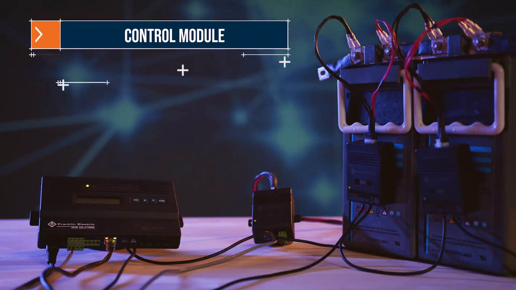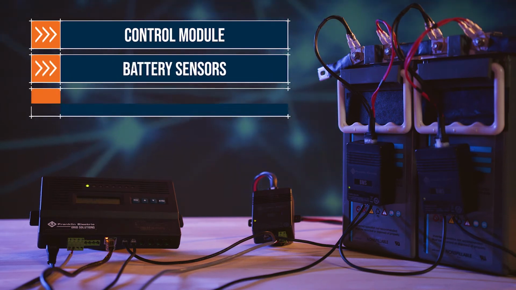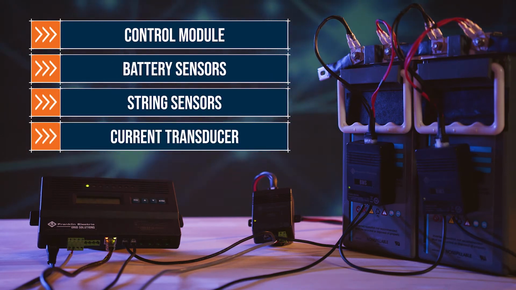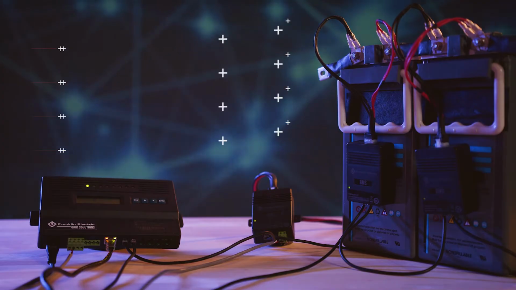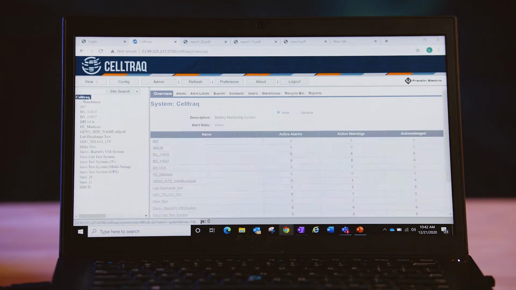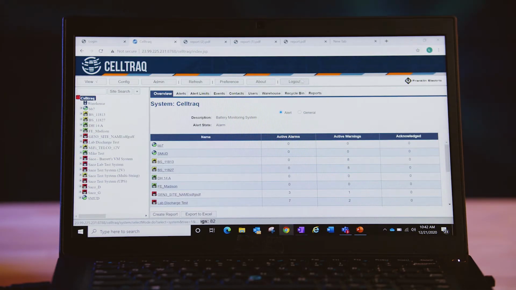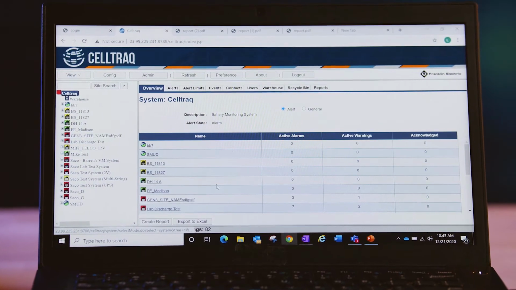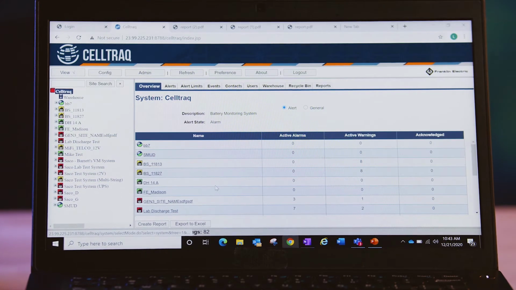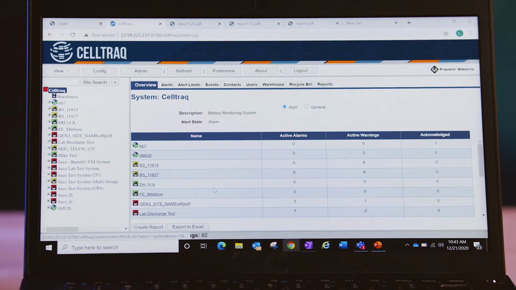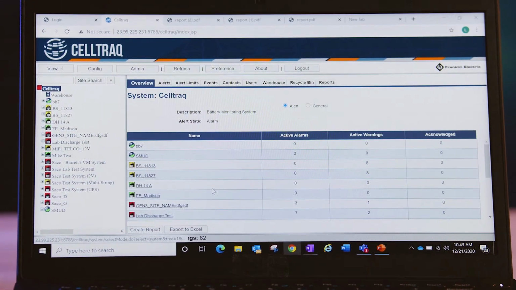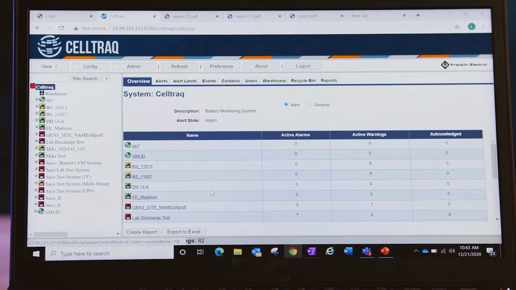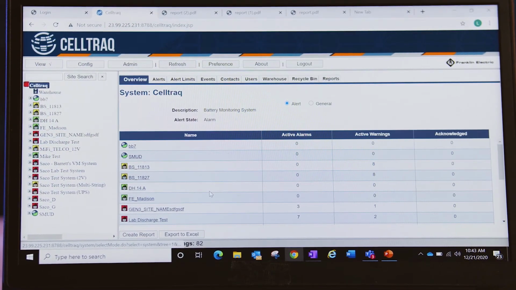Comprised of a control module, battery sensor modules, one or more string sensor modules, and a current transducer, the system provides continuous 24/7 monitoring of key battery performance indicators. Each sensor module monitors internal resistance, voltage, and temperature, delivering a comprehensive battery state of health analysis. And string sensor modules monitor string currents and ambient temperatures.